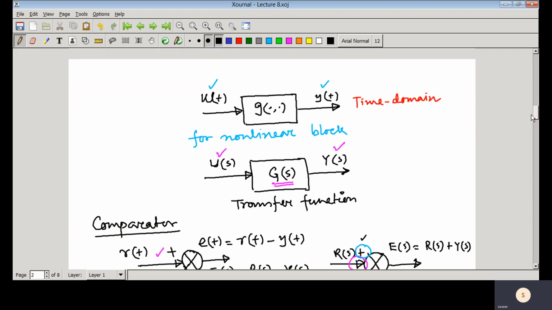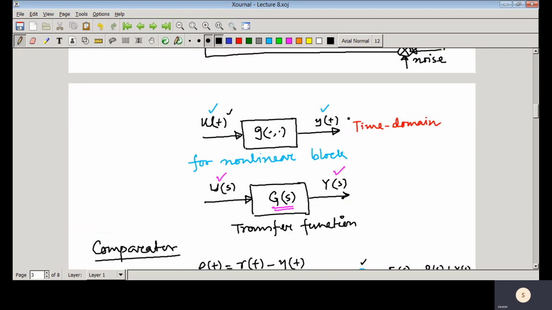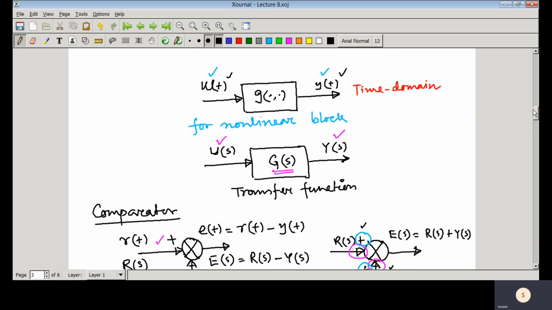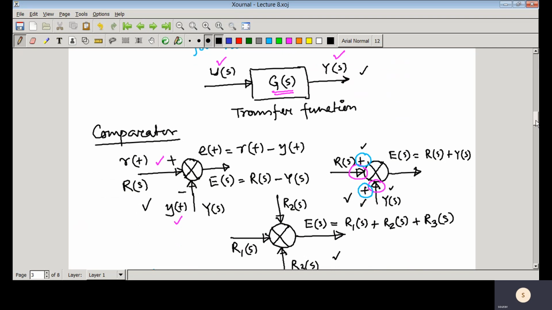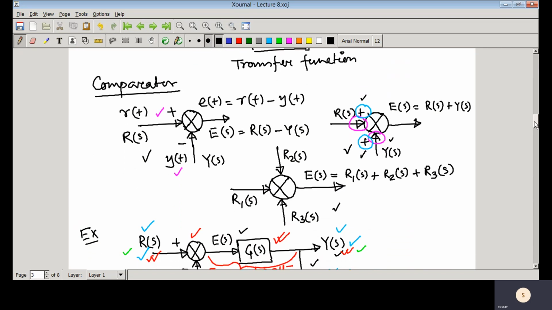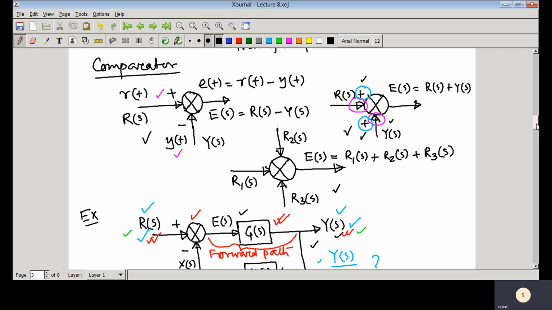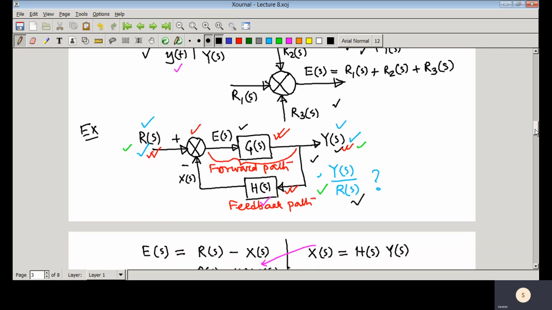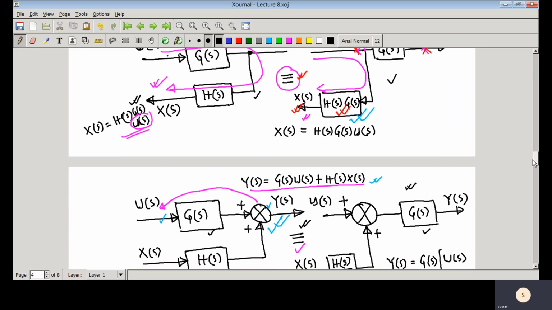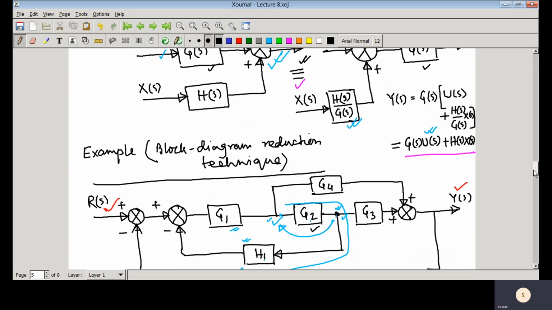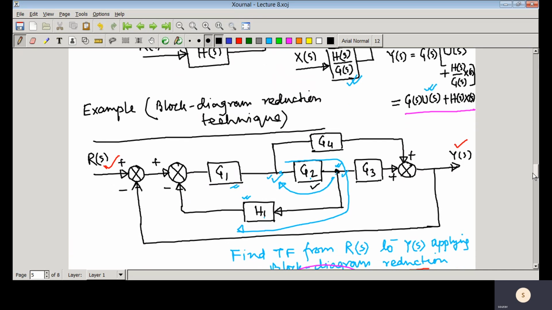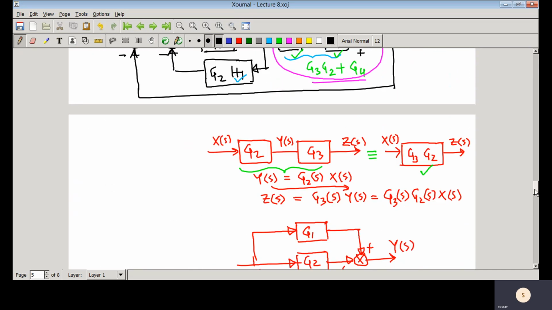Then for a nonlinear system, that is important, that means we need to present the block diagram in the time domain, and in case of an LTI system we can do it in the time domain as well as in the Laplace domain. For the comparator, we have seen the basic algebraic operations that take place, and then we have seen the block diagram reduction technique. There are some methods we have followed, and finally we have solved one example.